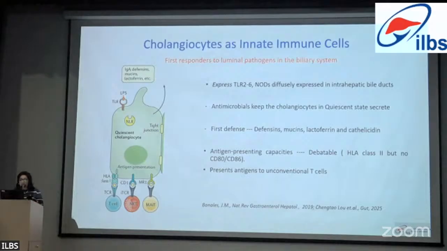Next is their antigen presenting capability, which is pretty much debatable because they have both HLA class 1 and class 2, but they do not have co-stimulatory molecules such as CD80 and CD86. But they have the capacity to prime not the conventional T cells, but unconventional T cells such as MAIT cells, mucosal associated invariant T cells, and NK cells, because they have CD1 and MR1, which are the receptors for T cells, present on cholangiocytes. So if you look at the whole physiology, the cholangiocyte itself has the capacity to behave like an immune cell.